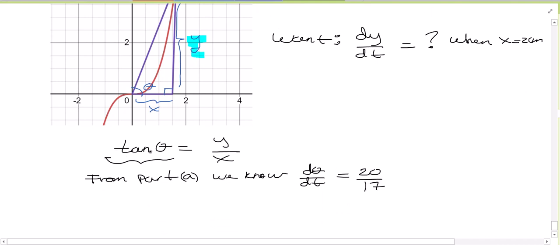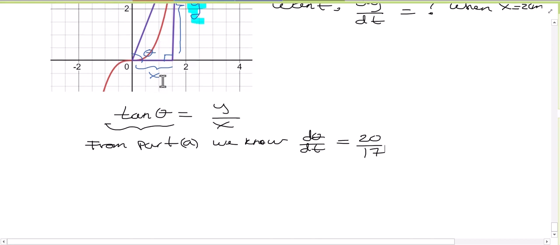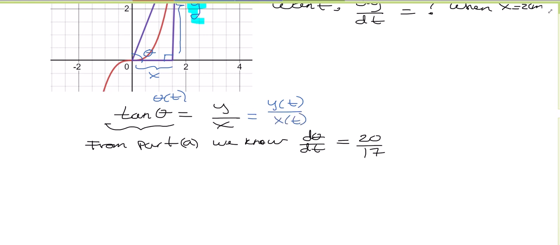So we're going to keep this because I already know from part A the rate of change of theta with respect to t. If I didn't know that, I would need to find a way to get rid of the theta. So let's take the derivative again with respect to t. Now, notice that here everything is a function of t. So I have theta is theta of t, y is y of t, and x is x of t. Everything is a function of time.